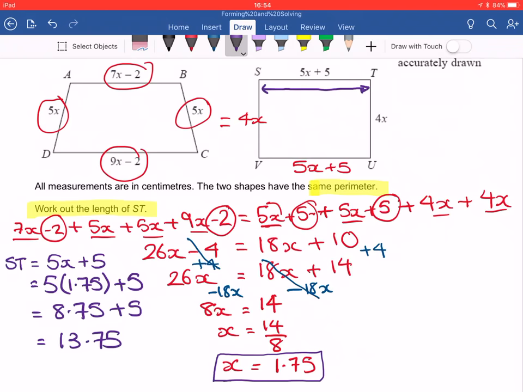What about now, miss? Have we finished? I think we have, yes. We worked out ST. We wanted ST, we've worked out x, and then we used that to work out ST. I think we're good. I think we're good as well.